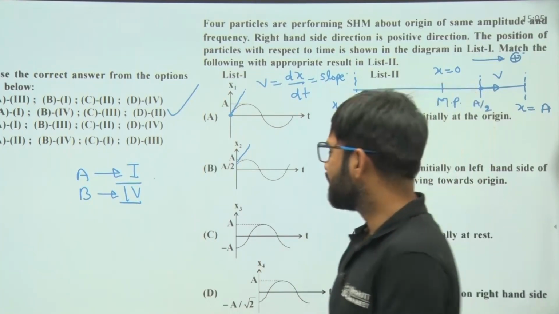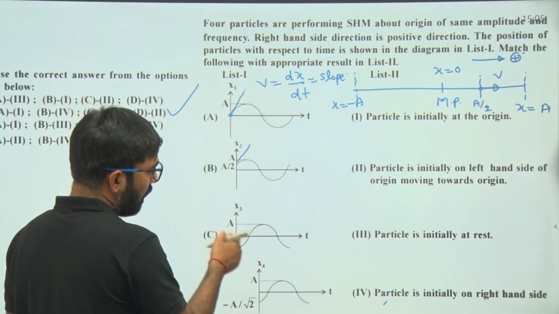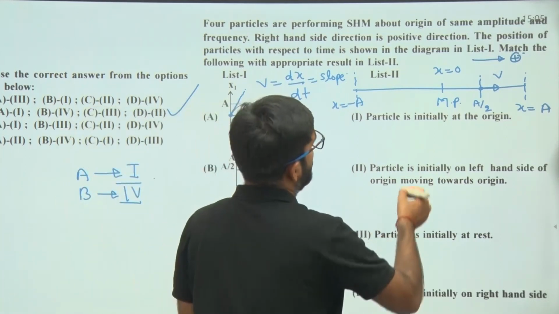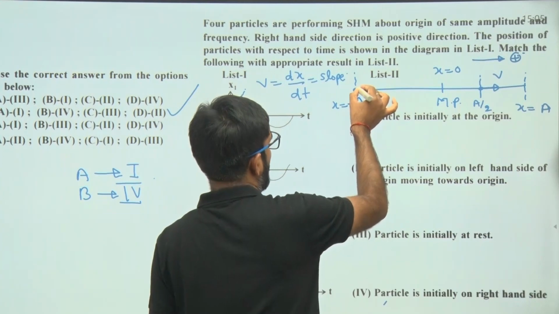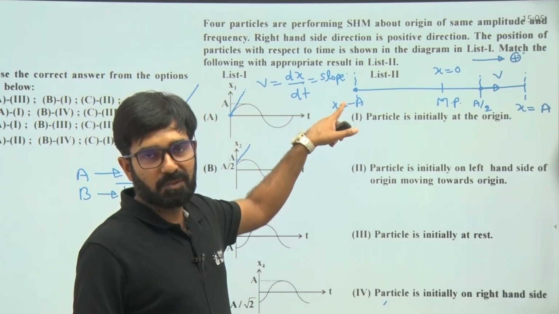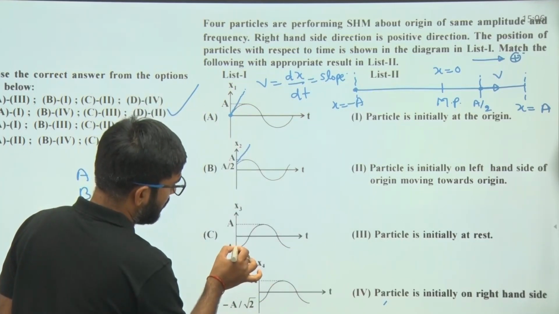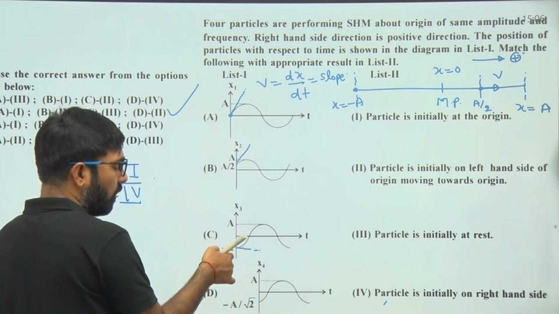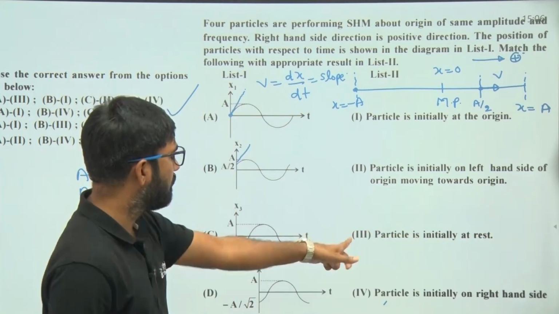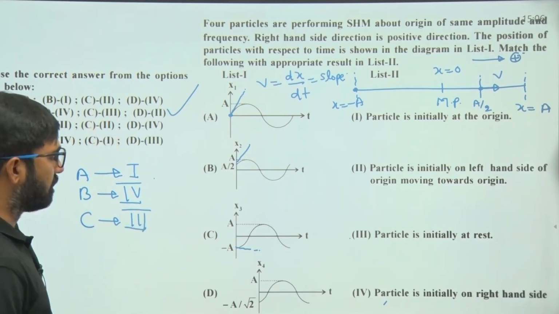If we want to learn all these things, then just for learning purposes, check option C. According to option C, at t equal to 0, the position of the particle is at minus a. That means the particle is at the negative extreme position, and we know in SHM at the extreme position velocity is 0, that means initially the particle is at rest. Here if we check the slope, the slope of the tangent at this point will be 0. Then the particle is initially at rest. The answer of C is option third.